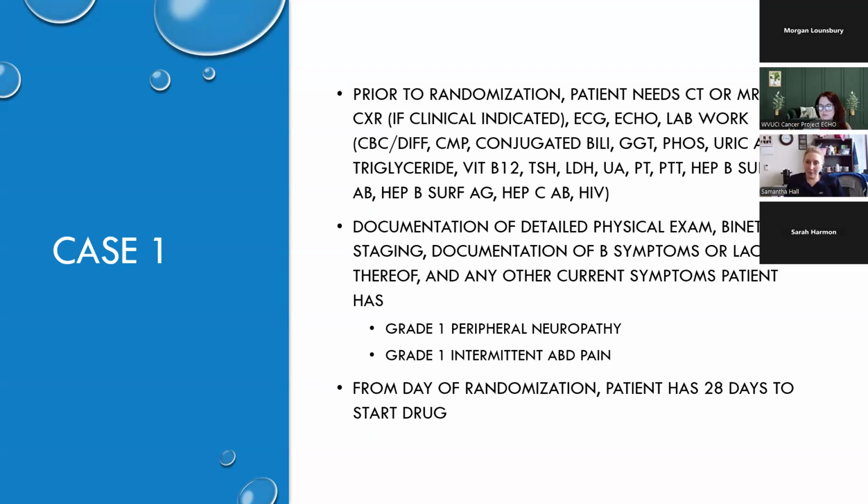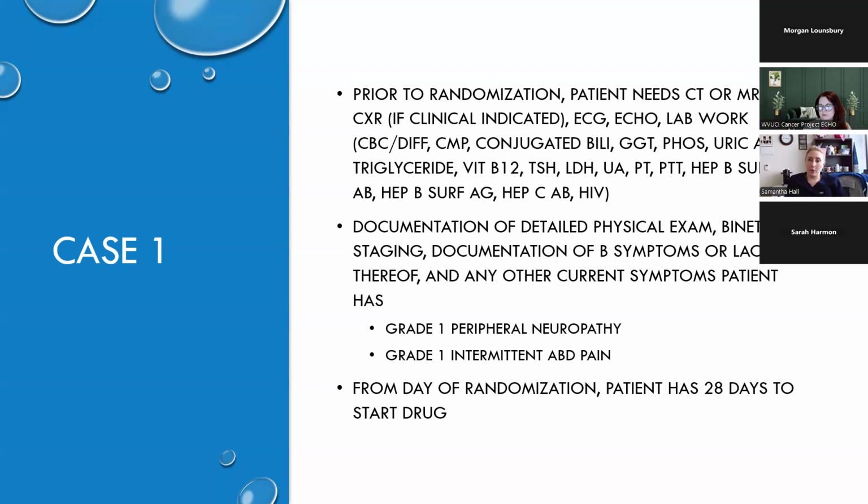They also wanted documentation of the detailed physical exam, something called the Binet staging, which is not the way we actually stage CLL here in the United States. We use Rai staging. The Binet staging is a French staging, and I'd never used it. I had to Google it and find out what it was.